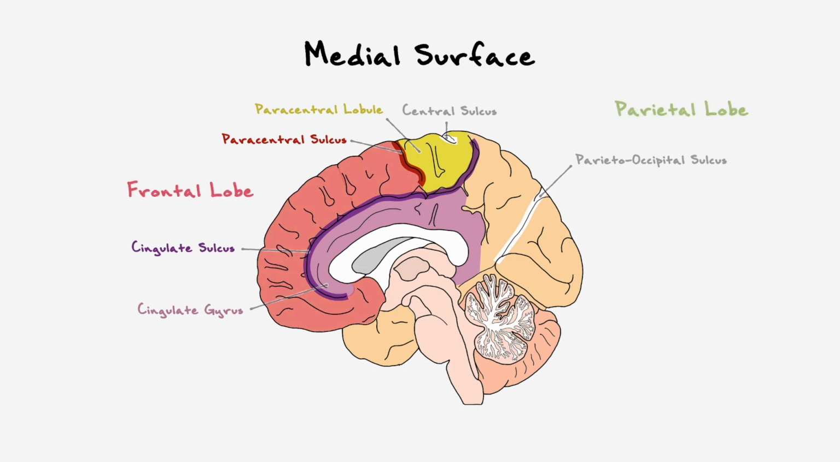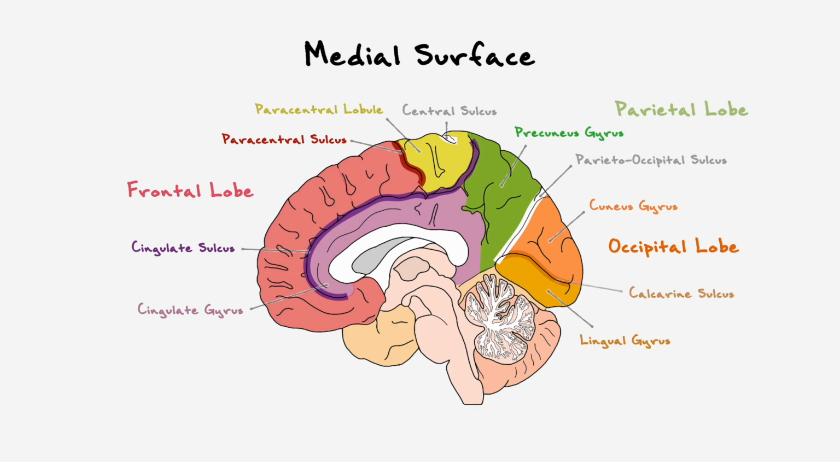In the parietal lobe, the cingulate sulcus and the parieto-occipital sulcus form the boundaries for the precuneus gyrus. Just like the precentral sulcus that was anterior or in front of the central sulcus, the precuneus gyrus is anterior to the cuneus gyrus, which is located in the occipital lobe. In addition to the cuneus gyrus, the occipital lobe also contains the lingual gyrus, which is separated from the cuneus gyrus by the calcarine sulcus.